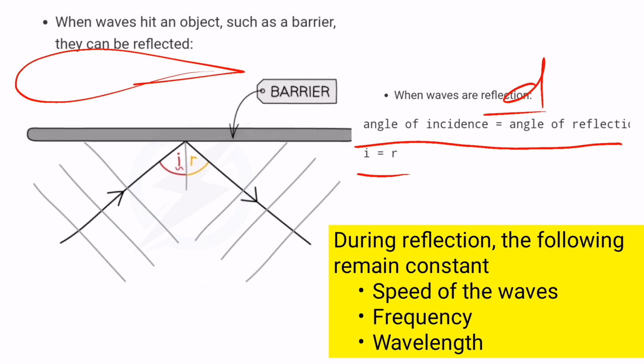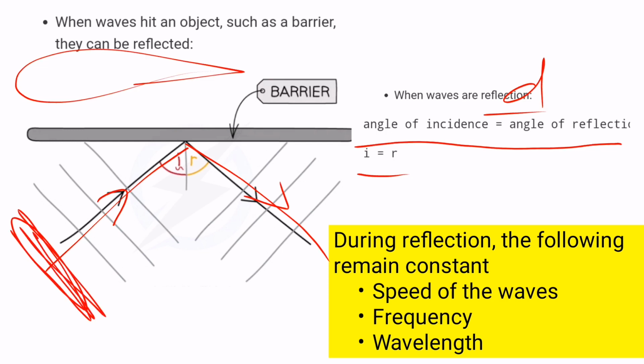During reflection, the following remain constant. The speed of the wave doesn't change, so the speed of the incident waves is equal to the speed of the reflected waves. Also, the frequency doesn't change because the frequency is determined by the motor, here, that generates these waves. Also, the wavelength is the same.